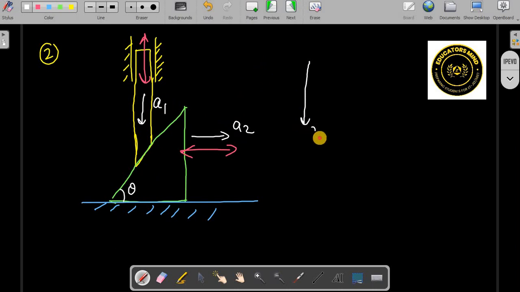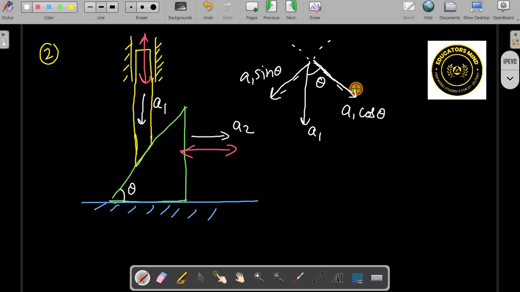So this acceleration which is a1, we have to resolve along the plane and perpendicular. Only the perpendicular component we should take, right? So we should know that this angle is also theta. So this direction component is a1 cos theta. Okay, a1 sin theta is also there, but we are more interested in a1 cos theta because this is along the normal.